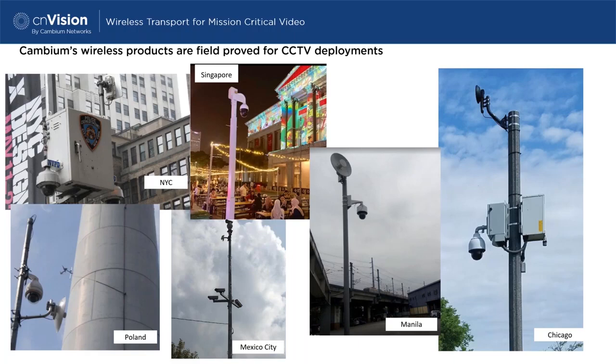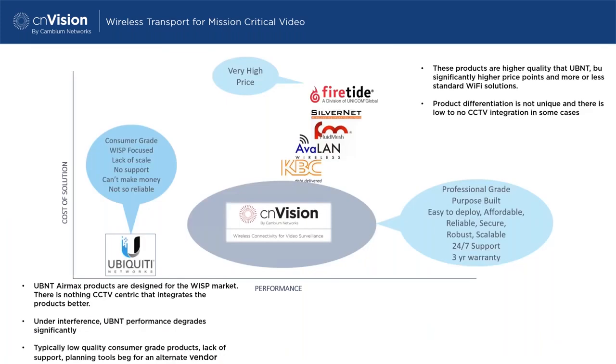Where does cnVision fit in the competitive space is something I wanted to show. Needless to say, in this industry, Ubiquiti Networks is a popular brand from a cost perspective. Performance is moderate because it is the wireless internet service provider product that is repurposed for video backhaul. There are some companies that you may or may not be familiar with, or maybe in your particular region there are other brands. There are people that create products for the video surveillance industry, but they're highly priced. They're $1,000 radios or $2,000 products.